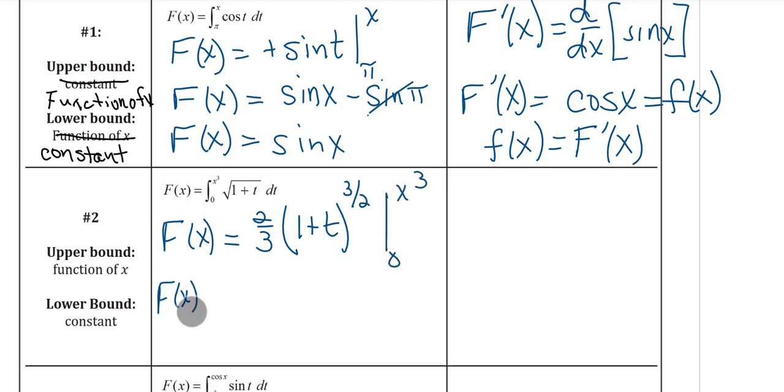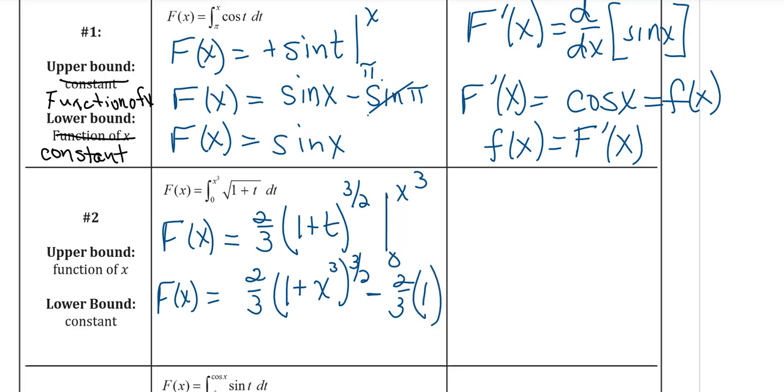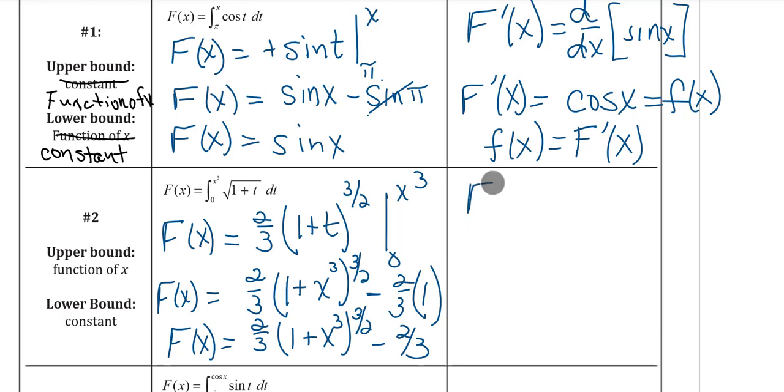So F of x is going to be 2/3 of 1 plus x to the third to the 3/2 minus, putting 0 in, I get minus 2/3 times 1. And then the plus 0, so it'll just be the 1. So when I simplify this, I get F of x is equal to 2/3 of 1 plus x cubed to the 3/2 minus 2/3.